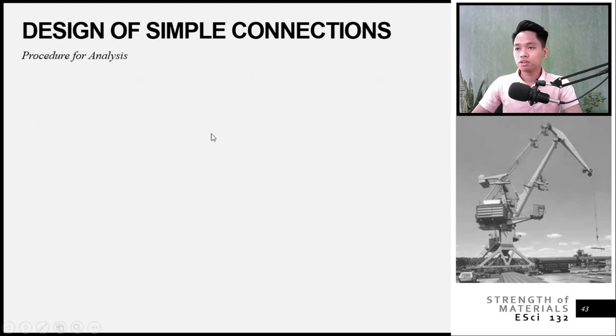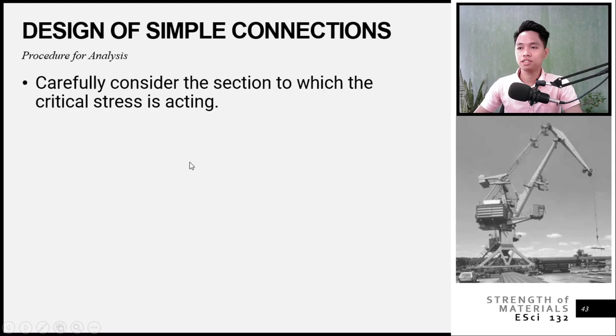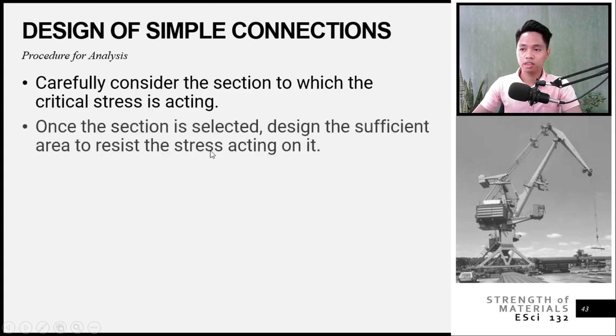Okay? So, procedure for analysis. First, you are going to carefully consider the section to which the critical stress is acting, or kung asa nimo gusto i-design nga member. So, kung asa nga member gusto mong i-design, you are just going to specify kung asa nga area imuhang gusto i-design. Now, if you have selected the area, then you are going to design the sufficient area, to resist the stress acting on it.